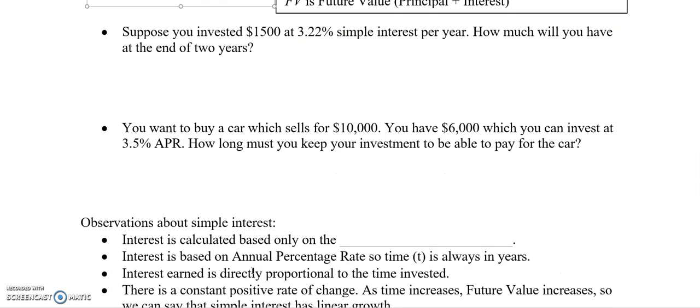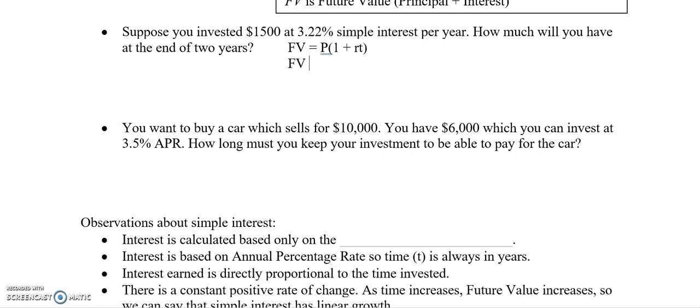So let's look at some examples here where we are using the simple interest formula. Suppose you invested $1,500 at 3.22% simple interest per year. How much will you have at the end of 2 years? Well, notice that we're talking about a future value here. We want to know how much we're going to have at the end of 2 years. So we're going to use our simple interest formula that involves future value. So FV equals P times 1 plus RT.